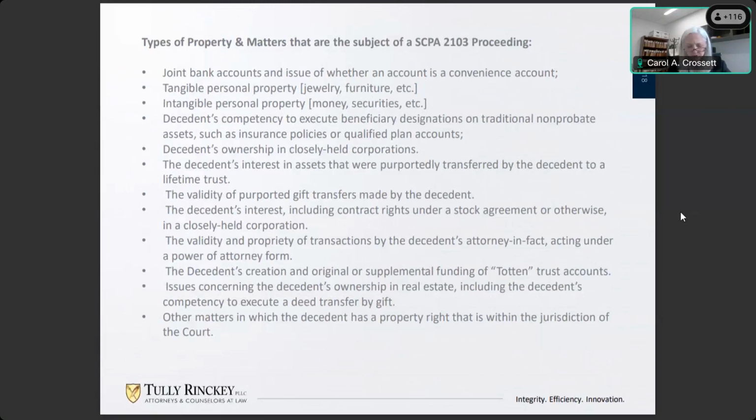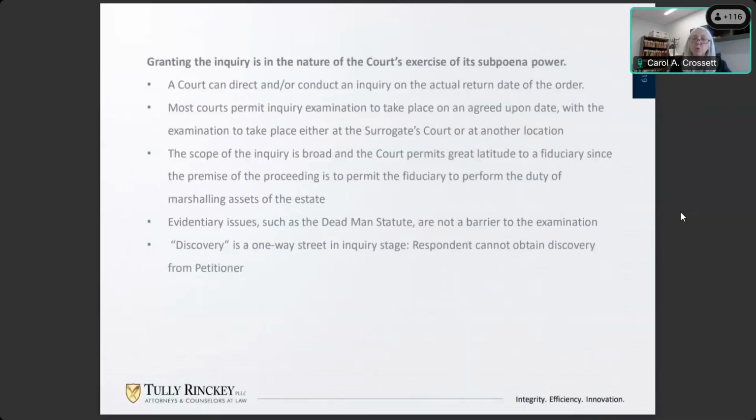So a couple of the procedures, a court can direct or conduct an inquiry on the actual return date of the order that's issued and that is going to be served upon the respondent if the court grants the petition. However, some courts are probably going to permit the inquiry examination to take place on a mutually agreeable date rather than the return date. And it can be taken at the surrogate's court or at another location.